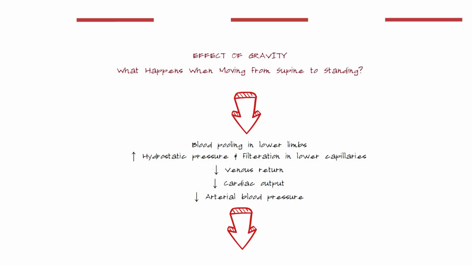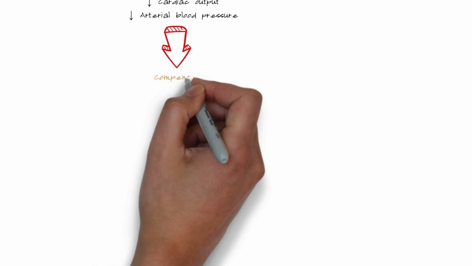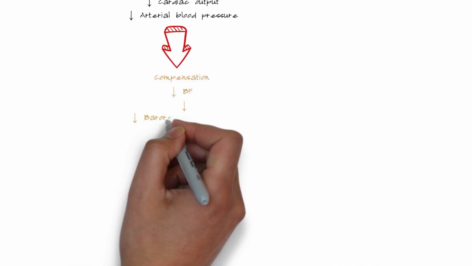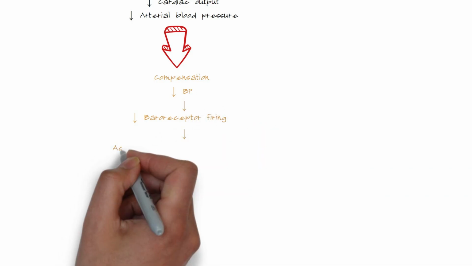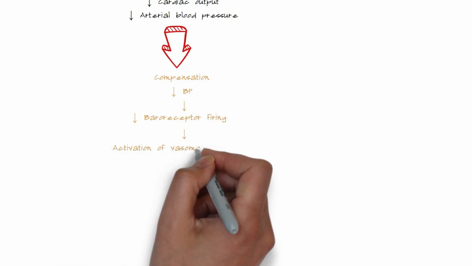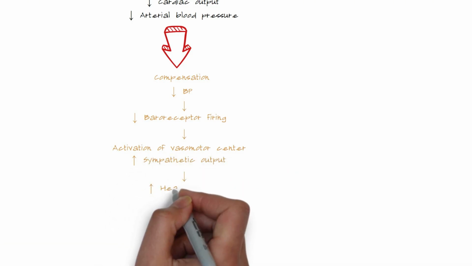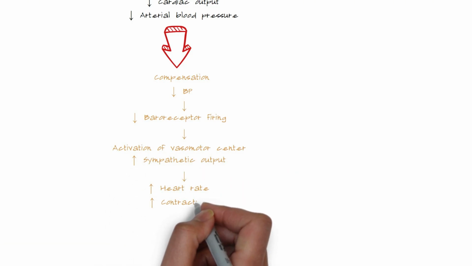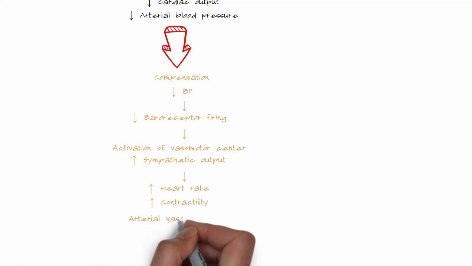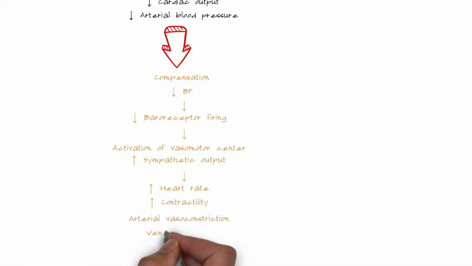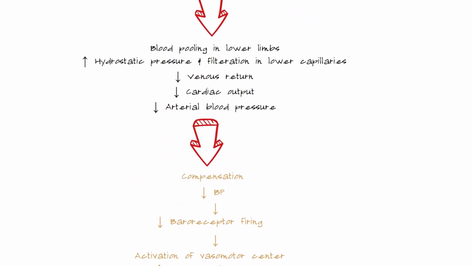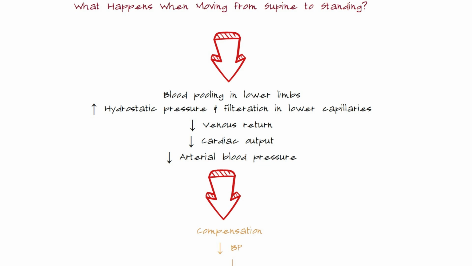Normally, the body compensates. What is the compensation? The dropping of blood pressure will result in decreasing the baroreceptor firing. This activates the vasomotor and sympathetic activity, resulting in increasing the heart rate, contractility, and vasoconstriction of the arterioles to increase total peripheral resistance, and vasoconstriction of the veins to increase the venous return, so restoring the blood pressure back to normal within a second.